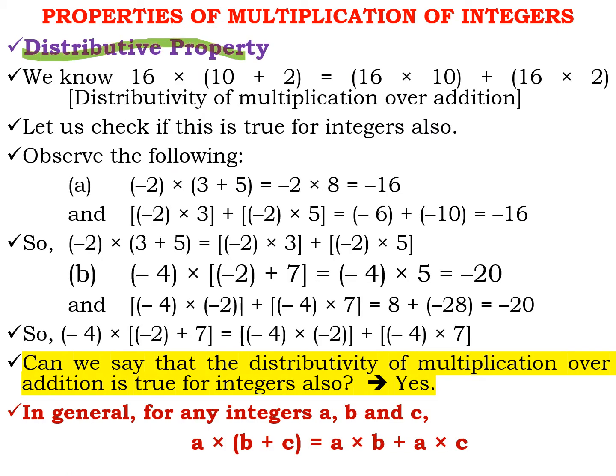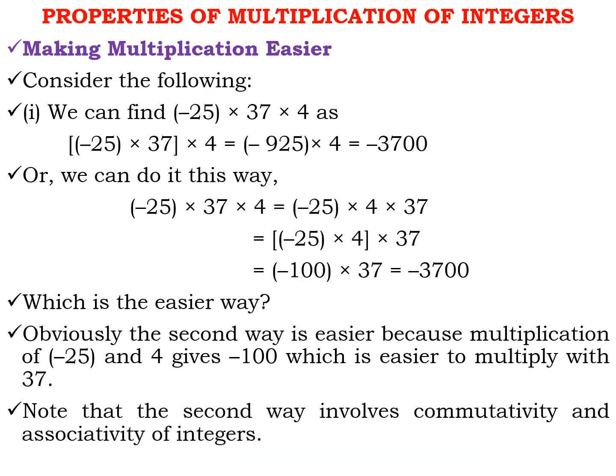Distributive property. We know 16 × (10 + 2) can be written as (16 × 10) + (16 × 2). Let us check if this is true for integers also. Try to observe the pattern yourself. Can you see any common thing? Yes, you are correct. Distributivity of multiplication over addition is true for integers also. So in general, for any integers a, b and c, a × (b + c) is equal to a × b + a × c.